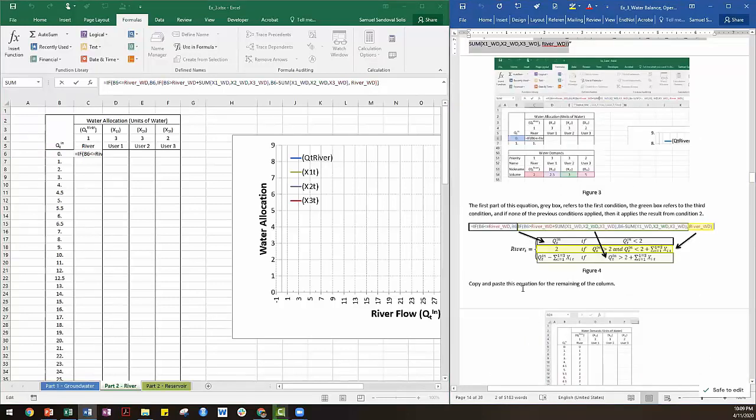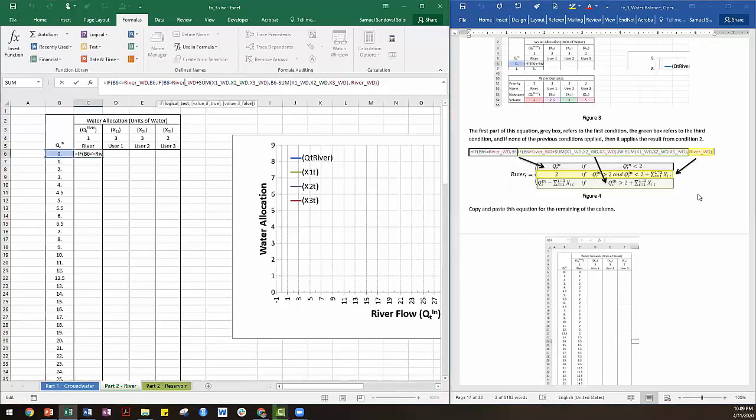The following one is in the middle here: if this available storage is greater than the river plus the sum of x1 plus x2 plus x3, then we are going to use this last part. That is, when the available storage is greater than the river value plus the sum of all the different water demands, x1, x2, and x3.